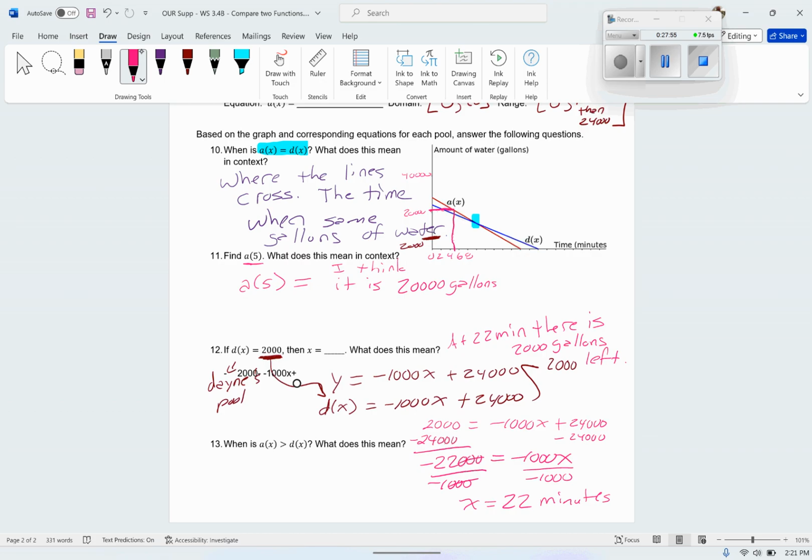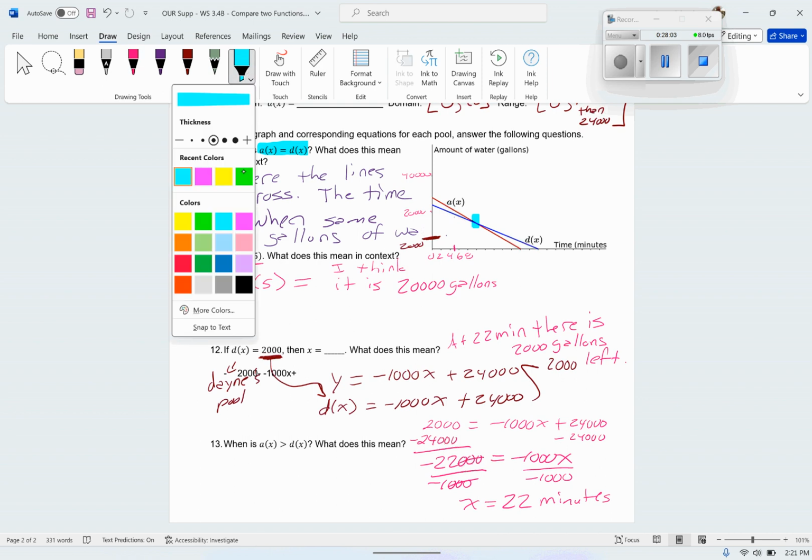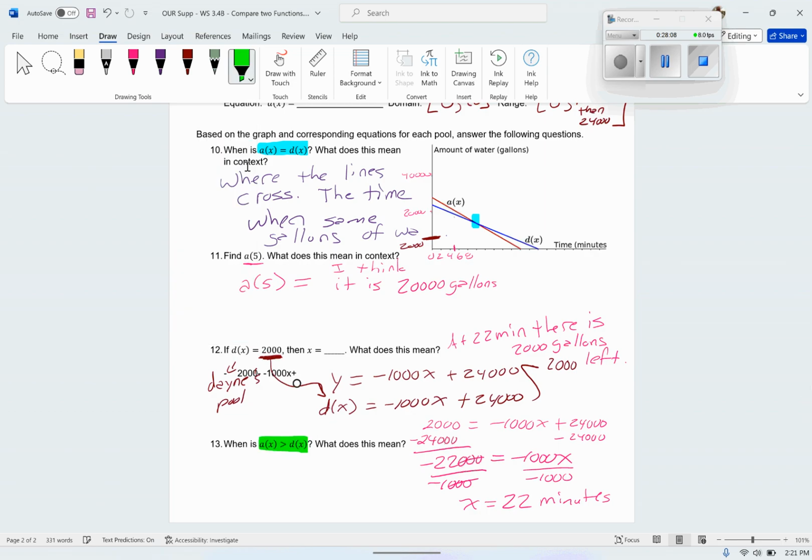Okay. And I think we can finish this last one. Let me just erase some of this stuff out. So let's try and figure this out. I'm going to change colors. Go green. Can you let me finish this one? This is the very last smidge. Got it? All right. Ready? Where is A at x bigger? See that green region right there? That's where we had more water than the other pool. More water in one pool than the other pool.